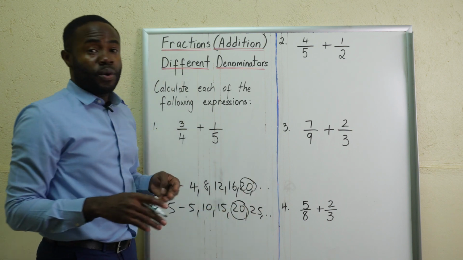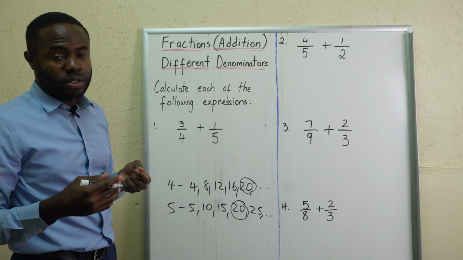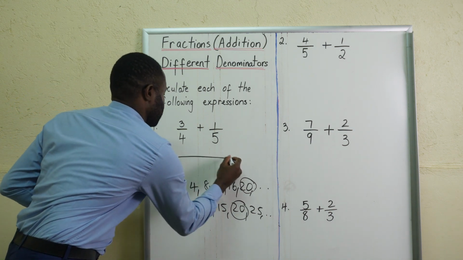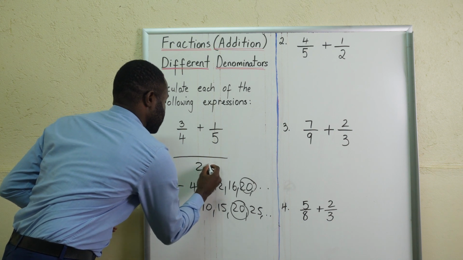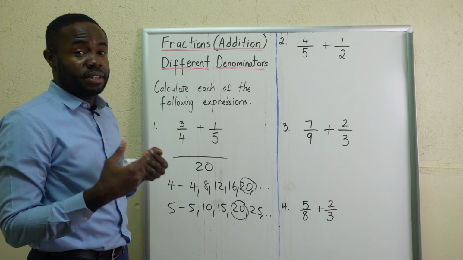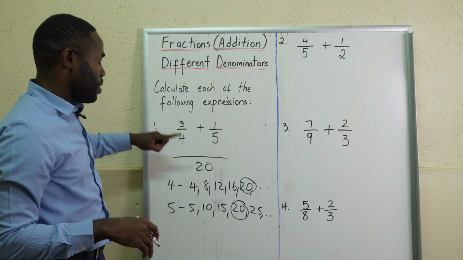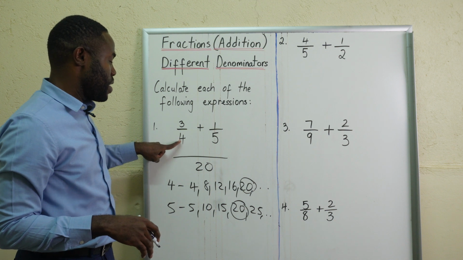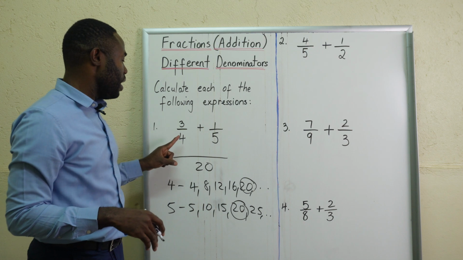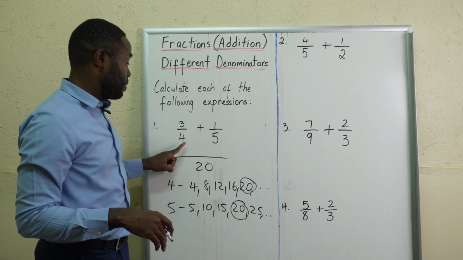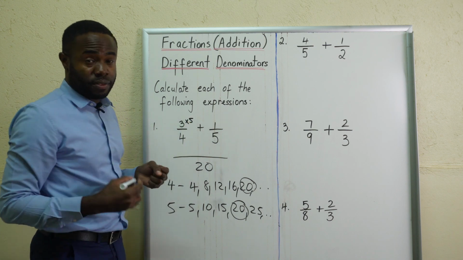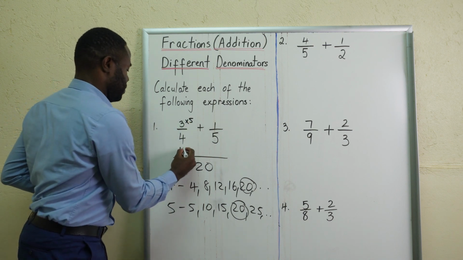20. So now, when you find a common multiple, preferably the lowest one, you simply draw a line and put your common denominator right there. After you have done that, you need to divide. So you're going to use both of them. You're going to use the 4 and divide into the 20. The 4 is the denominator that was given. So 4 into 20, that goes 5 times. And 3 times 5, that is 15.